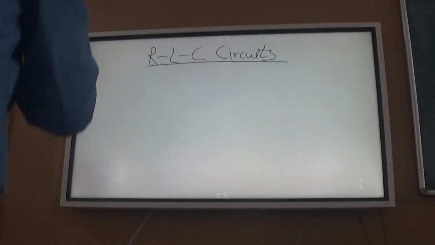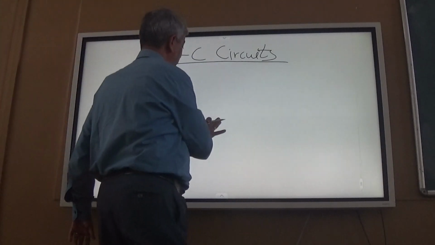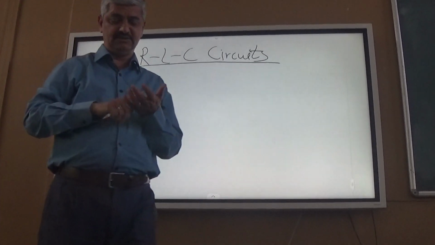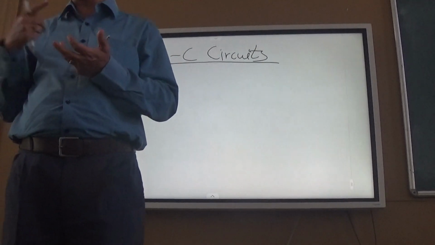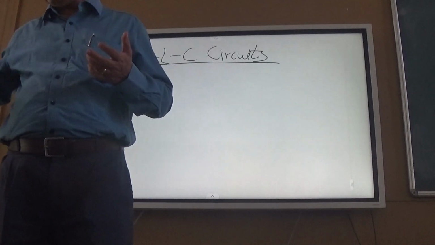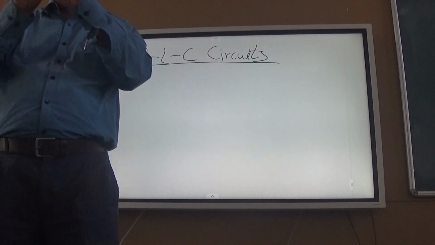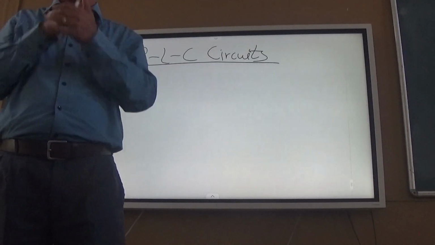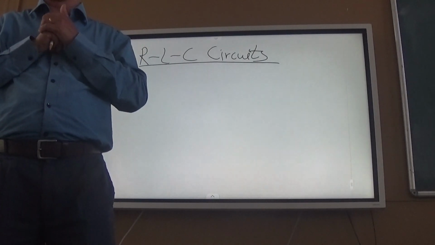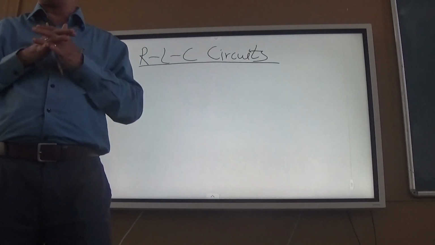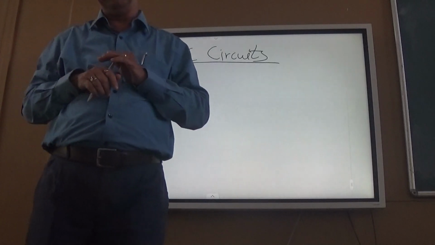So now we start with the RLC circuits, the circuits which contain only R, L and C. Except for the voltage source we apply, the circuit we have is called a passive circuit, meaning it contains only the components R, L and C.